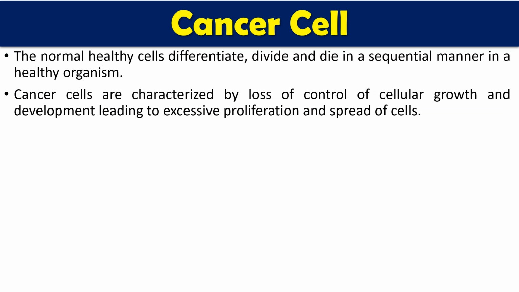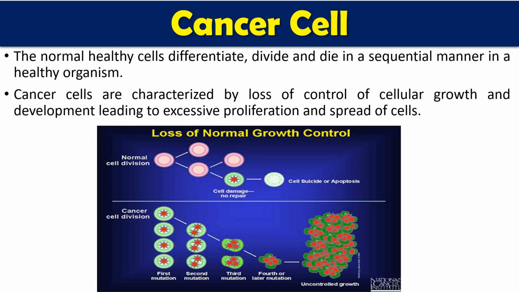But cancer cells lose control over differentiation, division, and death. So that is called cancer cells. Cancer cells do not differentiate in a normal fashion, do not divide in a normal regulated fashion, and do not die according to the normal fashion. So a cancer cell is going to be immortal also. If you see the picture here, this is a normal cell. A normal cell divides into two cells, these divide again, and again, and ultimately the cell dies, a suicide through apoptosis.